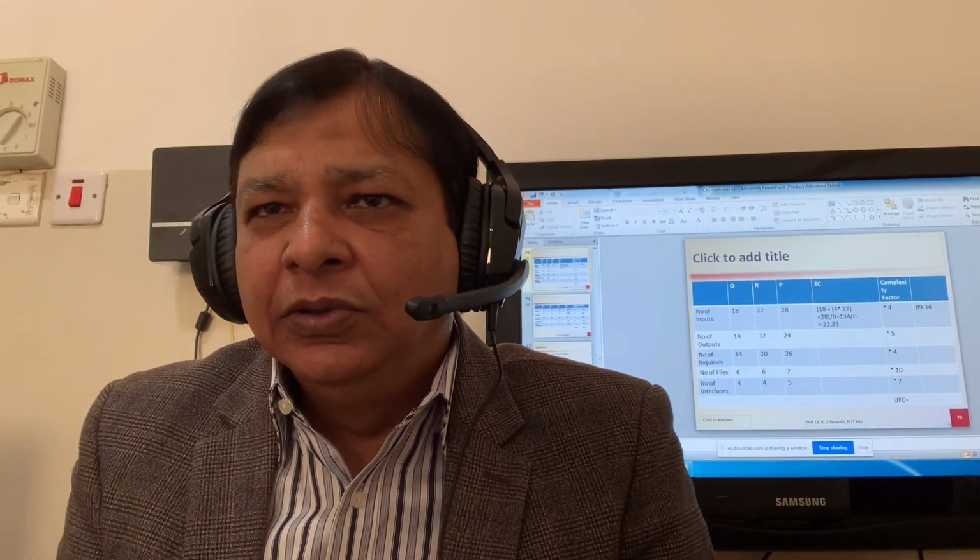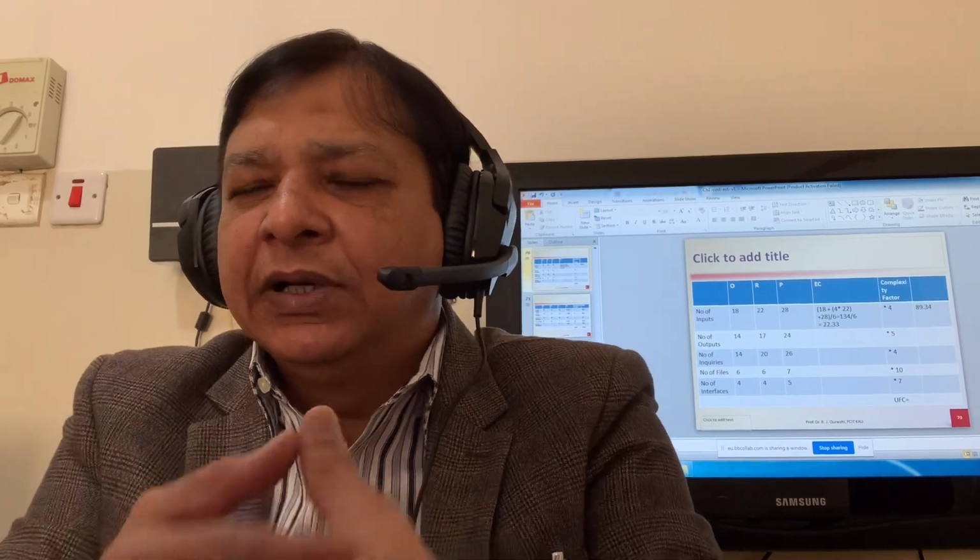For this exercise, it's average complexity. So multiply EC with the complexity factor. You have 5 values in the last column. The summation of these 5 values is equal to UFC, the unadjusted function count.